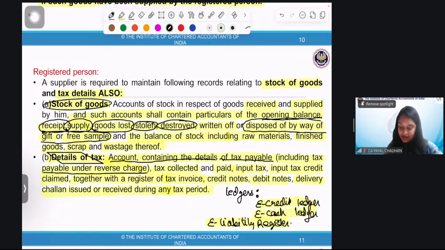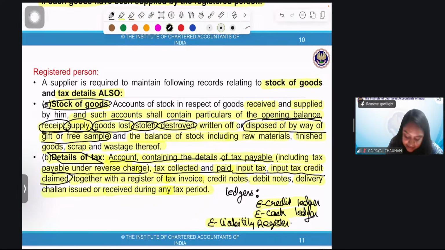Next, just understand, right? The tax collected and paid and the input tax credit claimed. Now tell me, in which e-book will I have the detail of input tax credit? Very good. Okay, I'll take a quick recap some other day. Next question to you.